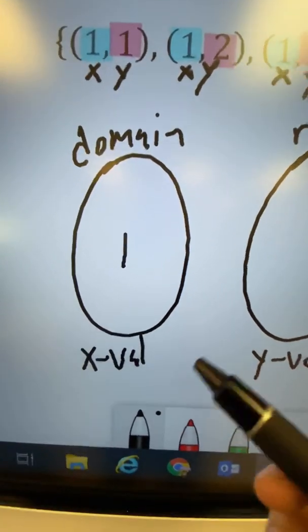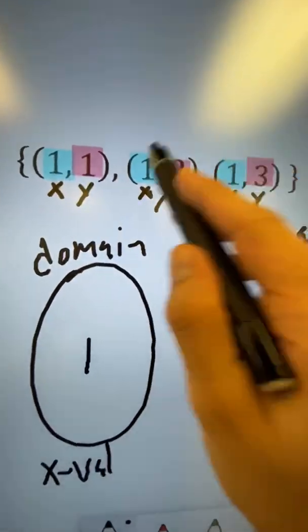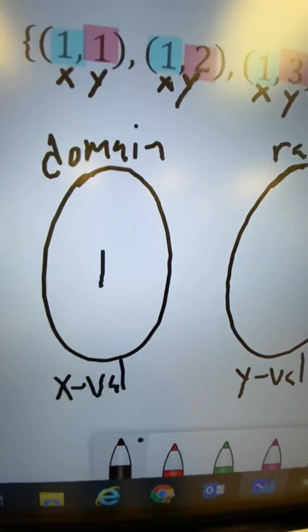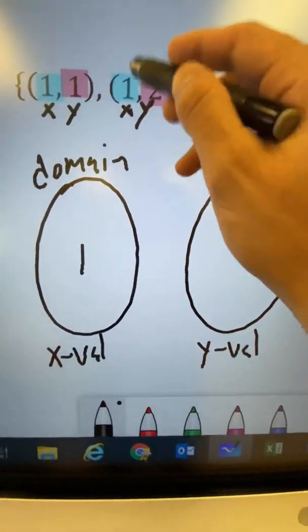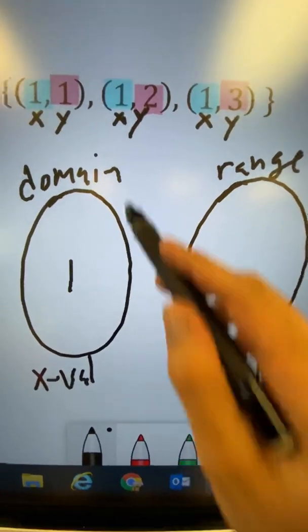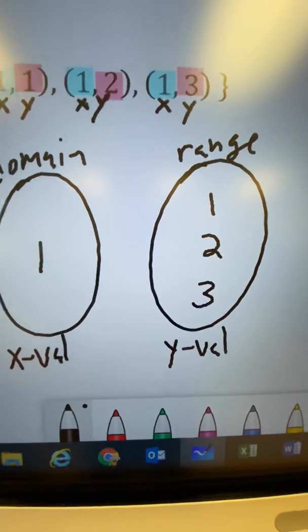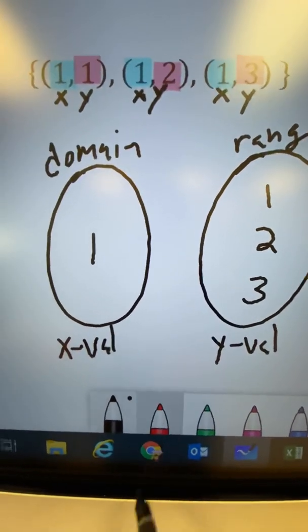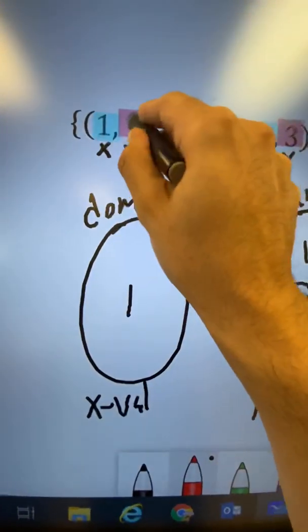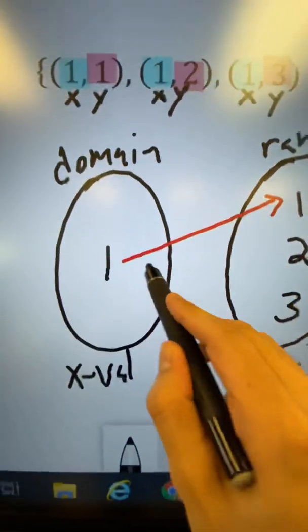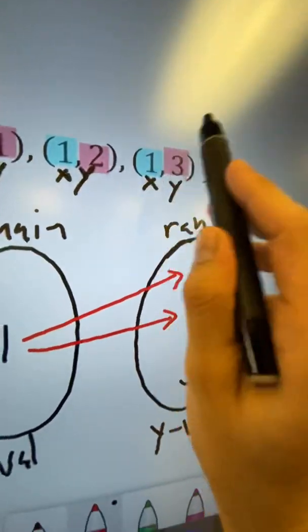So in this case, I put the 1 only once because these are all the same value. Notice in the table, we did list them all, but in a mapping diagram, you would not do that. And then now I'm going to put the Y values. My Y values are 1, 2, and 3. So that makes up the range. Now we're going to draw arrows going from each input to the output. So 1 goes to 1, 1 goes to 2, and then 1 also goes to 3.